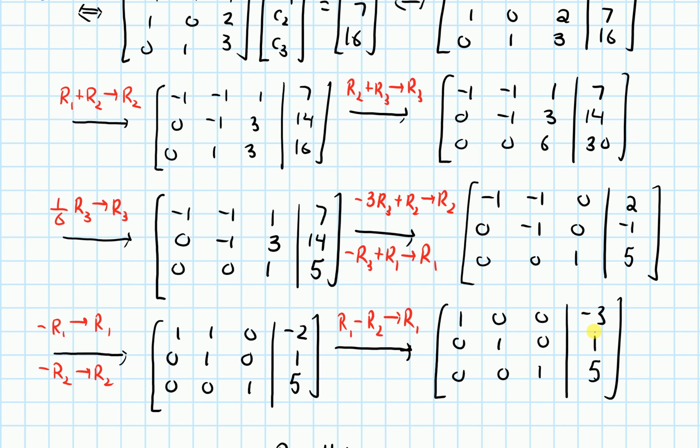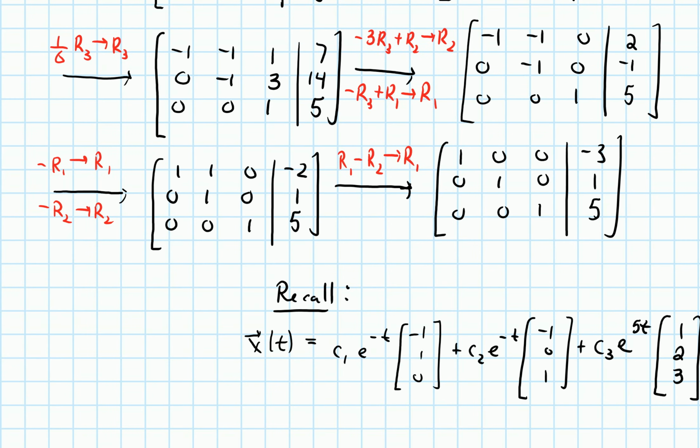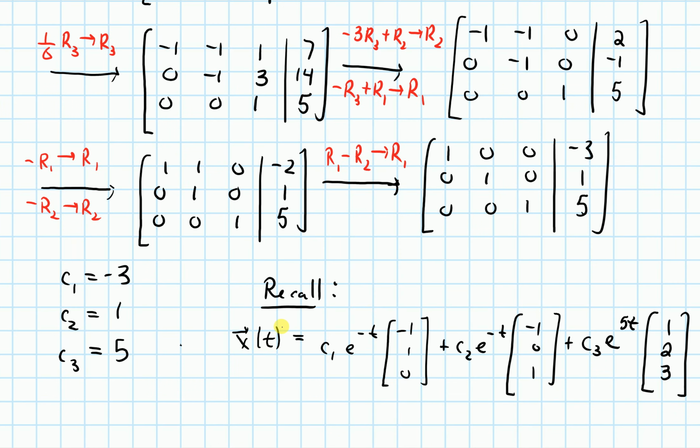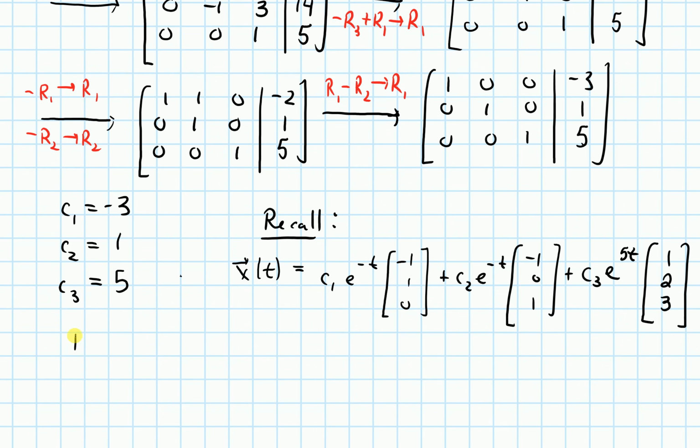And now I can write down what C1, C2, and C3 are. We get that C1 is negative 3 from the first row, C2 is 1 from the second row, and C3 is 5 from the third row. Recall also that the general solution had this form. So now we're ready to plug in for the Ci's.